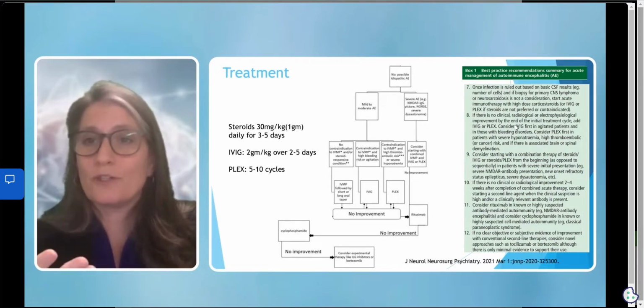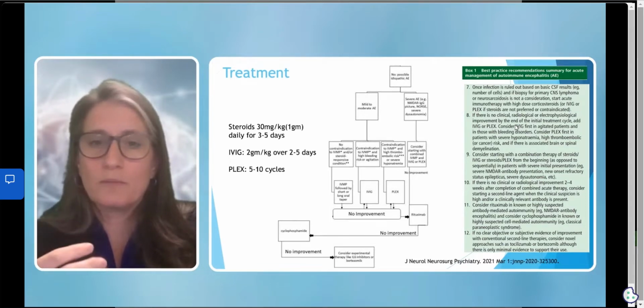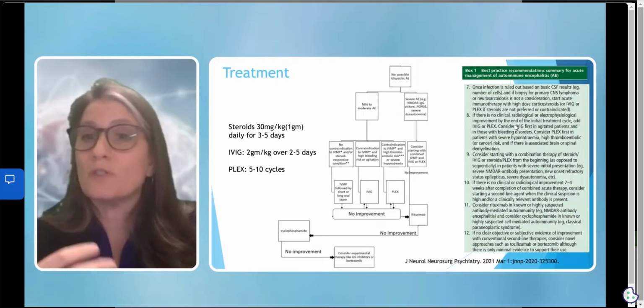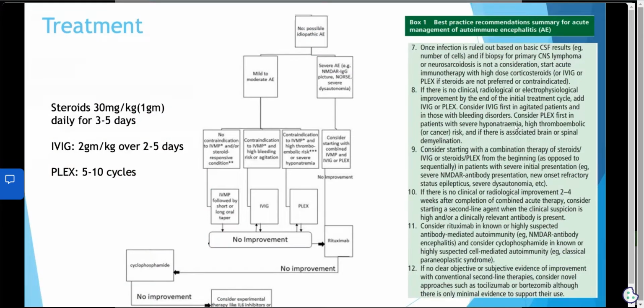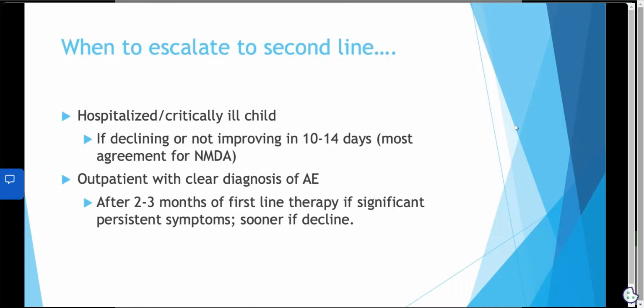One of the benefits of first-line therapy, steroids, IVIG, and plasma exchange, is that if they're going to work, they usually work quickly. So ideally, when you start these medicines, you're going to start to see improvement within 10 to 14 days. And if you're not seeing improvement in that timeline, especially in the more severe patients, many people would consider that an indication to escalate therapy. So when we're escalating to second-line therapy in hospitalized and critically ill children, usually 10 to 14 days will be given to see the benefits of first-line medication. This is most agreed upon in the NMDA literature, but we extrapolate to other forms of autoimmune encephalitis as well.